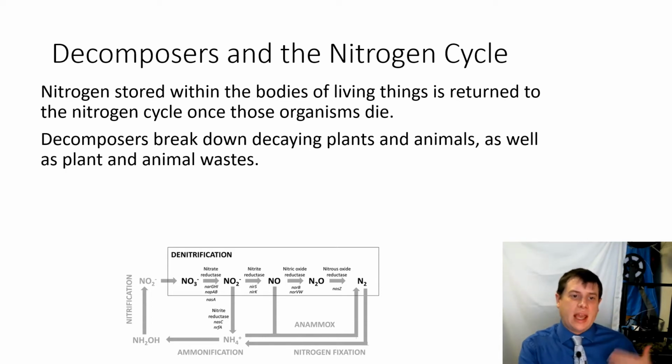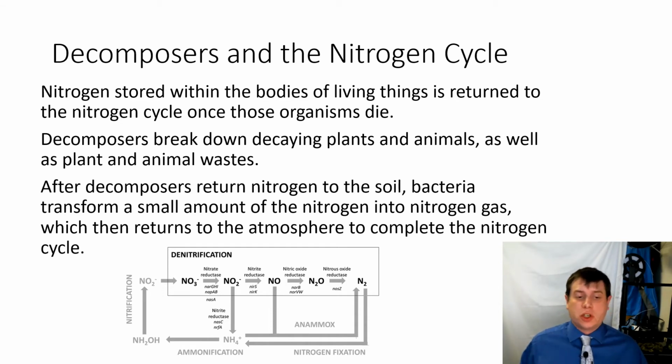Decomposers will break down decaying plants and animals, as well as plant and animal waste products, so leaf litter that falls out or feces that the animals leave behind. Decomposers will return some of the nitrogen to the soil, okay, and some of it will go back into nitrogen gas, where it then returns to the atmosphere and it completes that cycle. So the decomposers in here, what they're going to do is they'll sometimes take nitrogen in the bodies of organisms and they'll convert it back to ammonia. That's called ammonification. Sometimes they'll convert it back to nitrates and nitrites. That's nitrification.